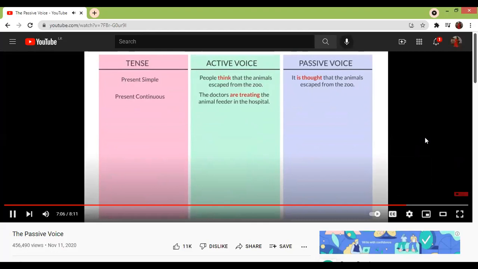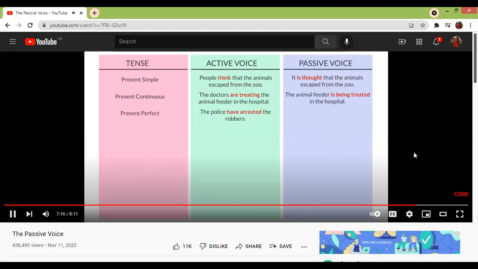The doctors are treating the animal feeder in the hospital. Right? So all these sentences were used in the previous section or the scenario. Yes, so they are trying to explain the active and the passive voice sentence, right? So then let's look at the passive voice sentence here. The animal feeder is being treated in the hospital.